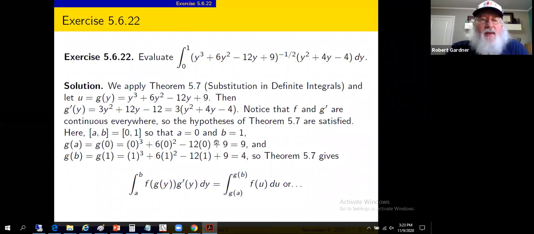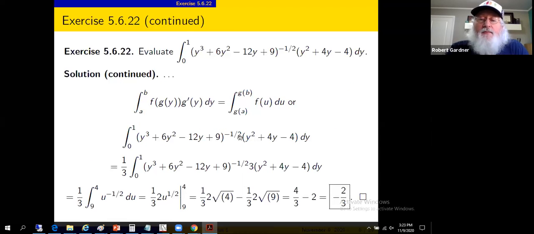And G prime going back, G prime was 3 times what's sitting there. Okay, I'll put a 3 there. Of course, I got to divide by 3 somewhere else to keep things equal. So we're putting a 3 there and dividing by 3 at the same time. Then this is exactly f of u, g prime of u, dy in this case. I can make the substitution.